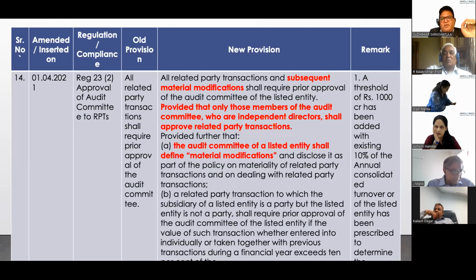So who has to determine what is a material modification? As mentioned in the previous webinars, the material modification is to be determined by the audit committee based on the guidelines provided by the board in the RPT policy. Every listed company has to have a policy on dealing with related party transactions. In that policy, they have to give the parameters based on which material modifications are to be determined. That is one aspect. The second aspect is that related party transactions are to be approved by the independent directors.